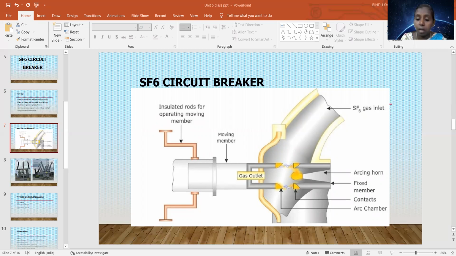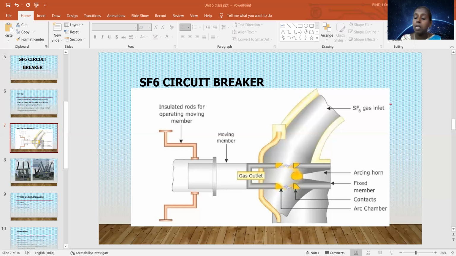The gas has to enter into the circuit breaker. So it mainly has two parts: one is the interrupter unit, and the second one is the gas system. What about the interrupter unit? The interrupter unit has the fixed and moving contacts. With the help of these fixed and moving contacts, the arc quenching happens, and they are enclosed in a chamber.